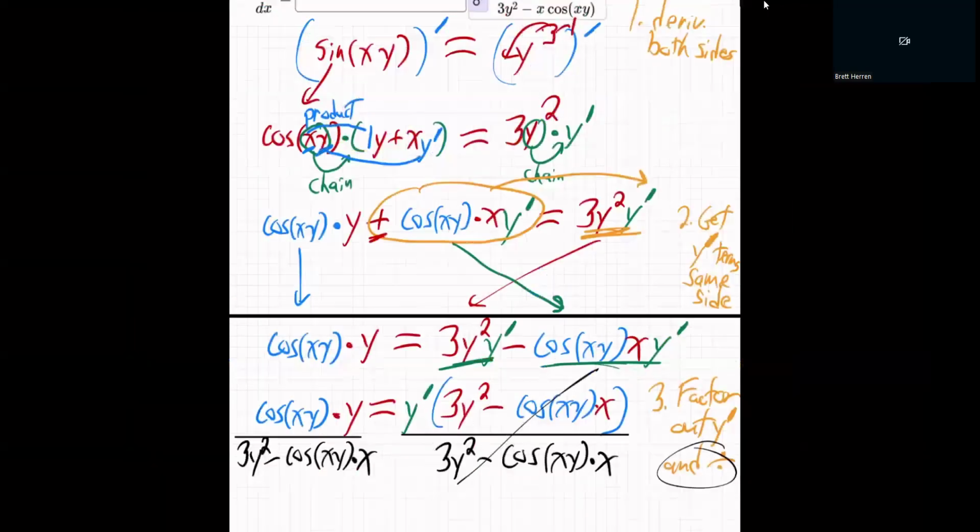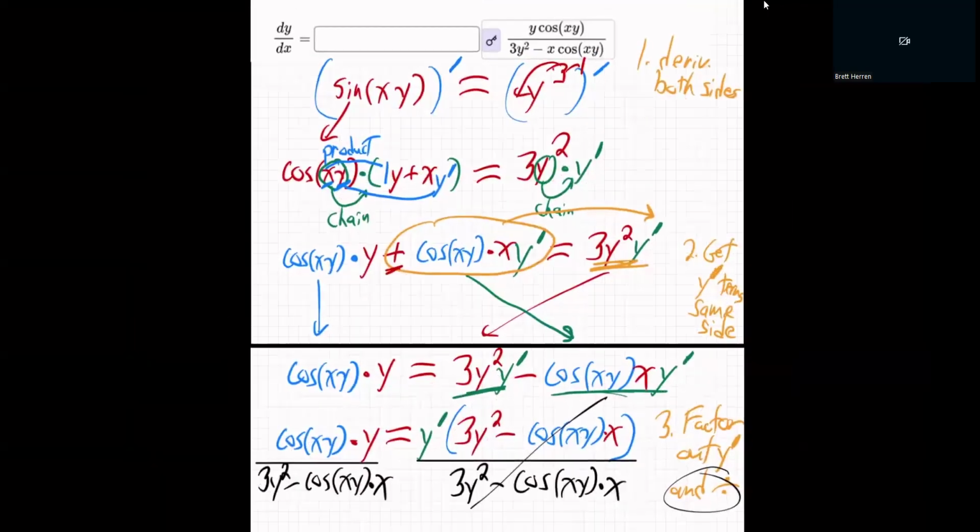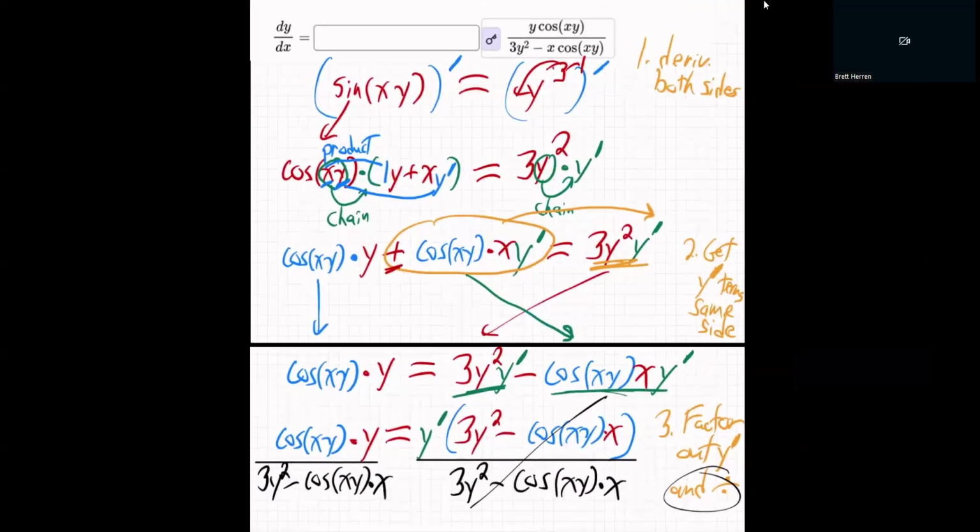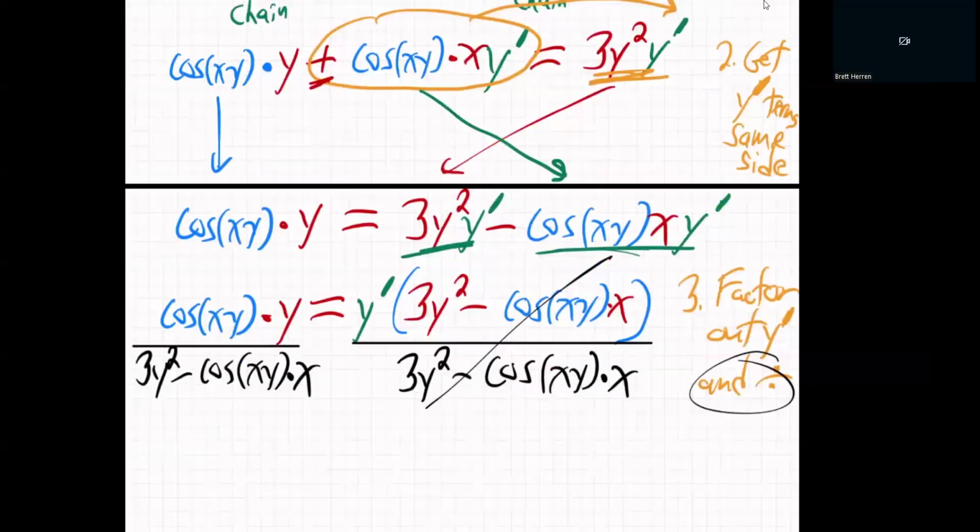Did we get it right? Yep, we did. And you can't cancel. I hope you know you can't cancel. Why not? Because this is added, subtracted. You can only cancel multiplied things. You can't cancel added, subtracted things. So we're just done right there.